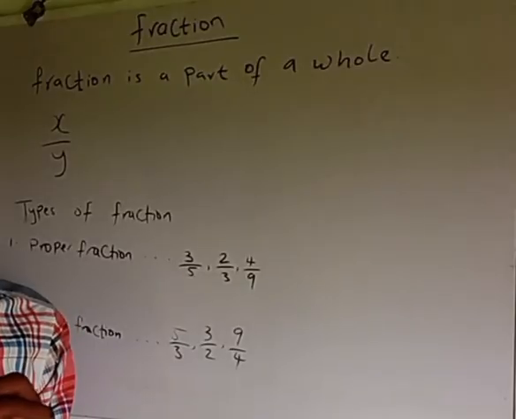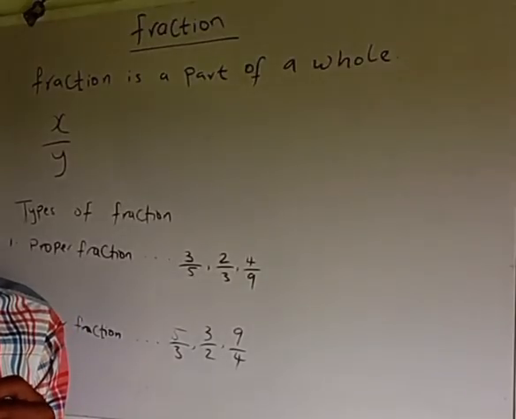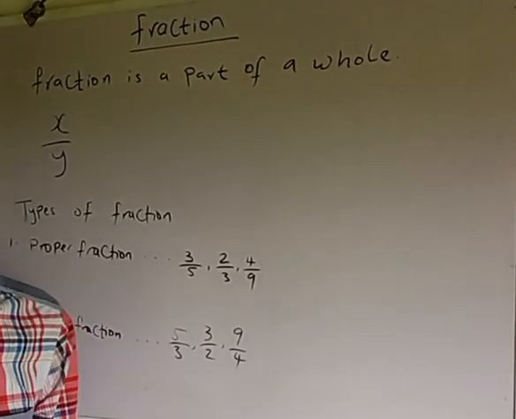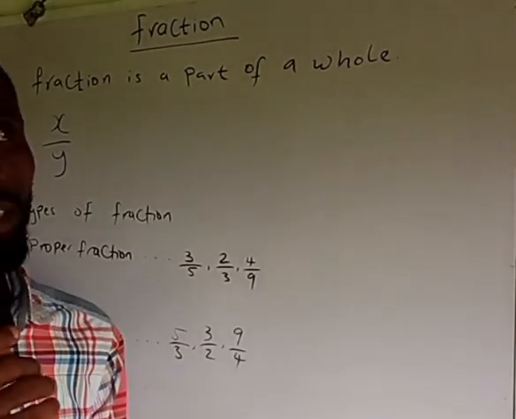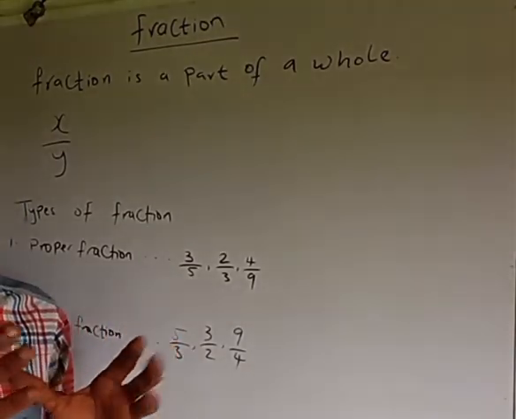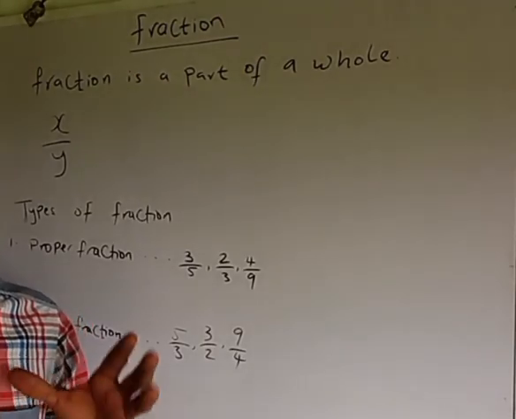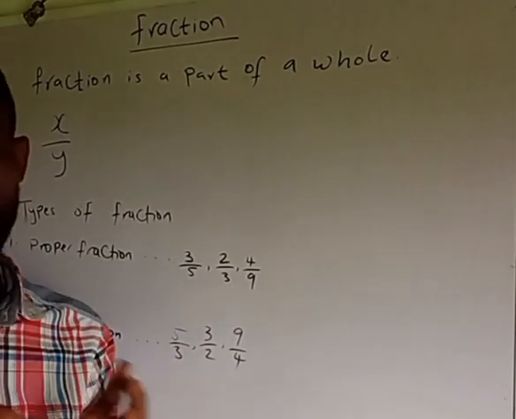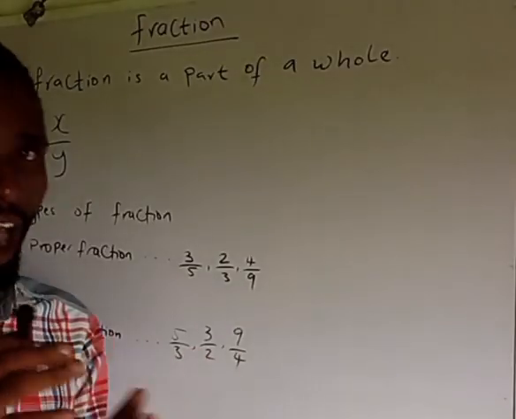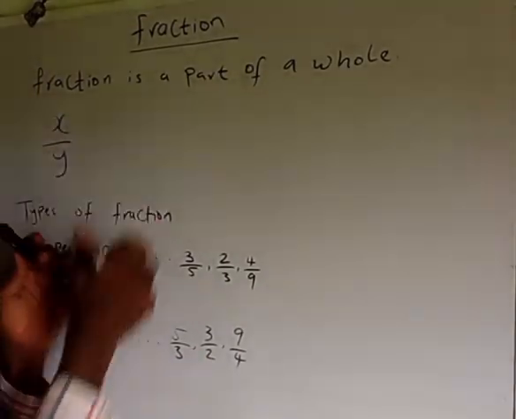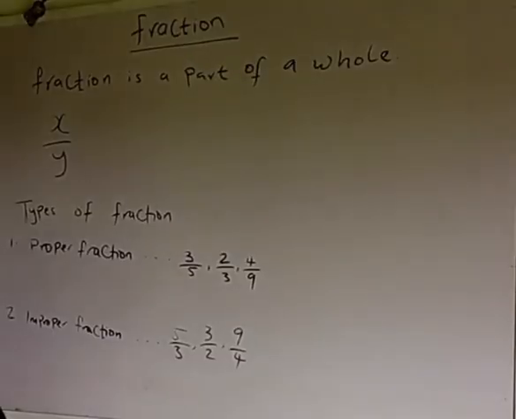Like when you go to your classroom, let's say your classroom may have about 20 people in your class at school. Now, out of those 20 people, let's say five of them are your friends. So that five is a part of the whole. Five out of 20. So we say that fraction is actually a part of a whole.